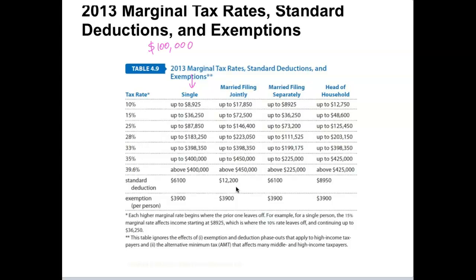Throw it in the chat. Help me out here. What's the highest tax rate that you'll pay in if you earn $100,000 and you are filing single?